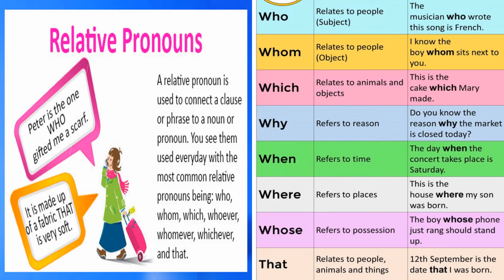Let's look at that example. Peter is the one who gifted me a scarf. It is made up of a fabric that is very soft. In simple words, children, relative pronouns are used to join two sentences. Now, who is used to describe people, their profession, and that and which are used to describe tools. Where is used to describe places. I've put up some more examples for you. You can understand it even better.